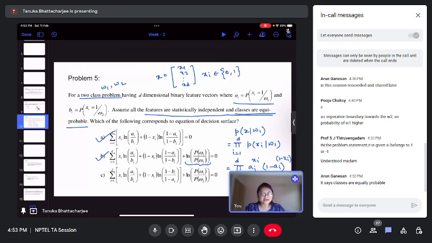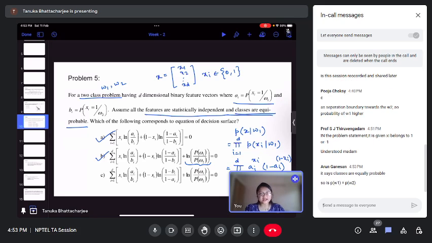Yes, Arun, the classes are equally probable. That's why I said both option A and B are correct. So, probability of omega 1 is equal to probability of omega 2. These, P of omega 1 and P of omega 2, are the class prior probabilities.